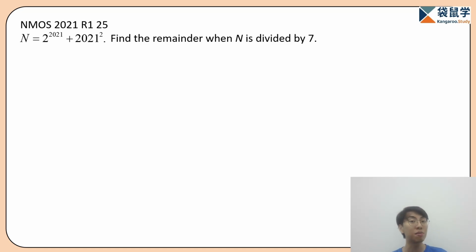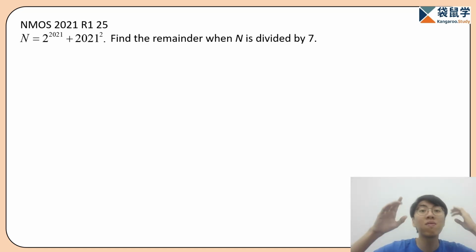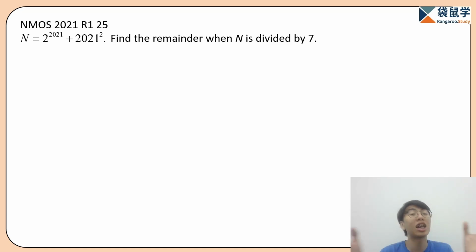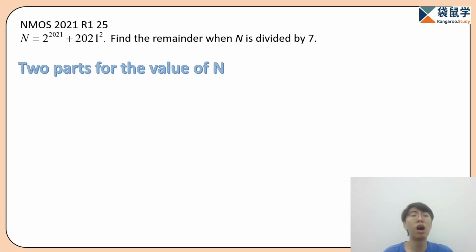Why is it not easy? There are two reasons. One reason is that we have two numbers added up together. The second reason is that those numbers are not easy to calculate out. The numbers are very large. So let's break it down. We have two parts for the value of n. So how do we solve this issue?